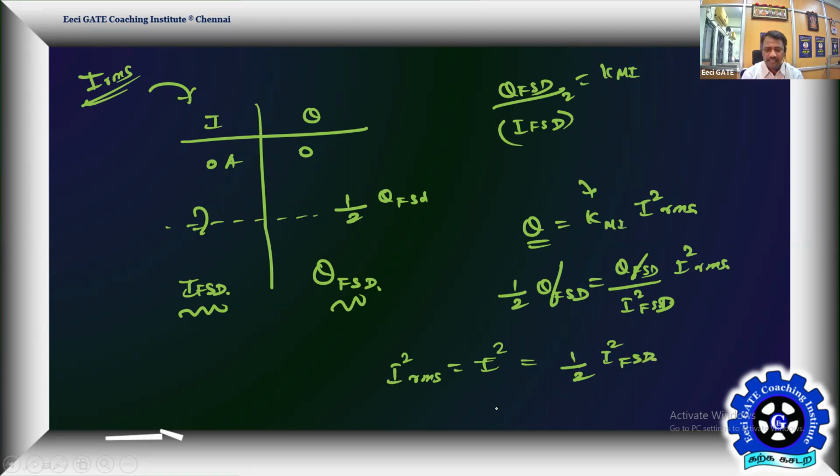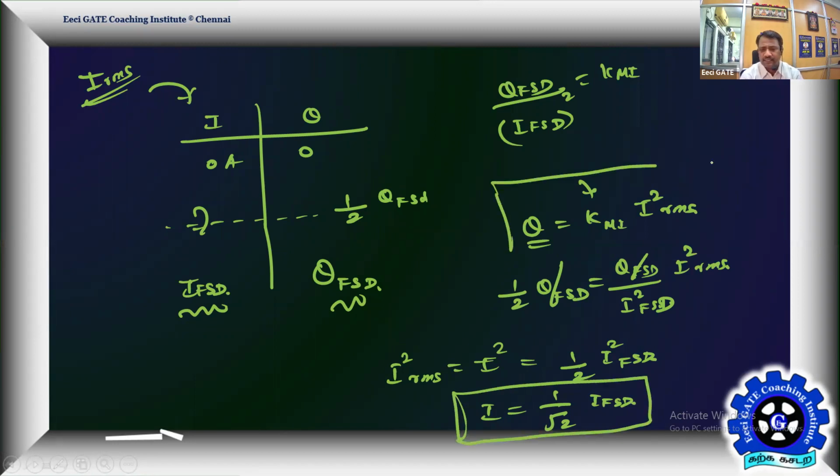Then apply the root on both sides. The current needed for half scale deflection becomes 1 by root 2 times I FSD. So that's the beauty of moving iron. If you remember this logic, that theta is proportional to I square RMS, you can build it and justify it. You need not remember everything. By practice, if you are always using the moving iron in the laboratory, you will straight away know the answer. So in the lower scale, what is the reading, and in the upper scale, what is the reading? Lower scale means closer to zero, and upper means closer to full scale deflection. But still, this is the simple mathematics connecting the two.